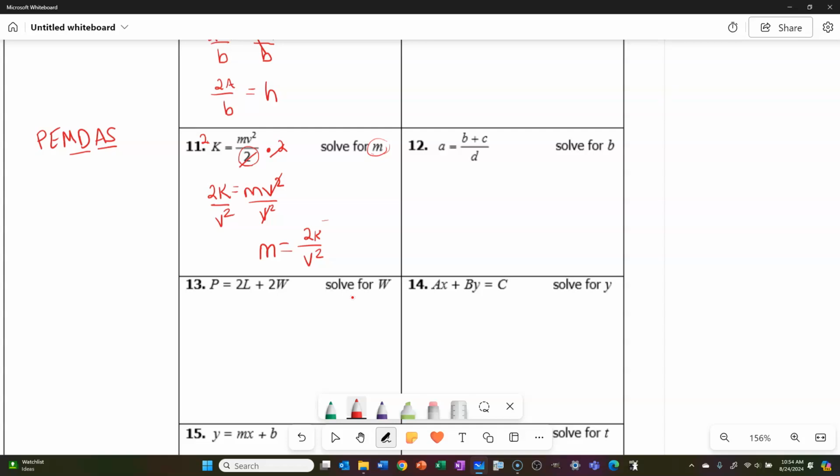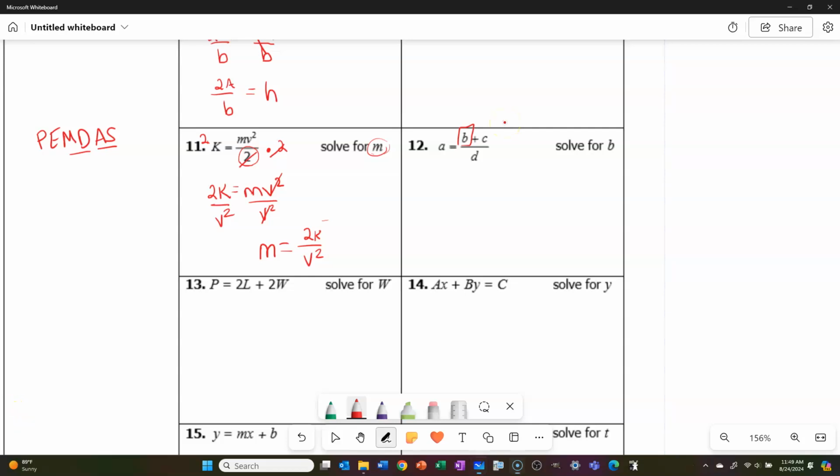Number 12 looks like a good one. Let's solve for b. It's trapped up here. So once again, we'll do our PEMDAS. So we start with addition and subtraction. Does that mean I should start with subtracting the c? No, you can't subtract that c because it is being divided by the d first. So we have to take care of that d before we can go any further.